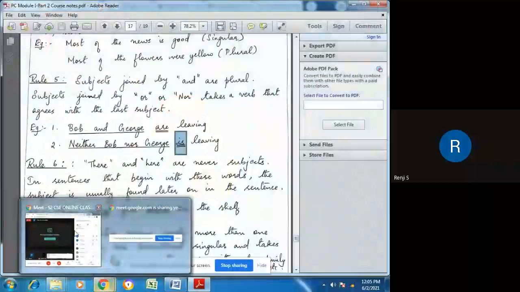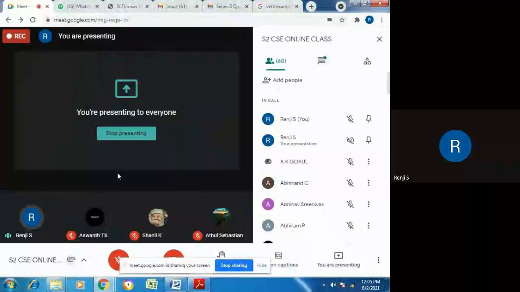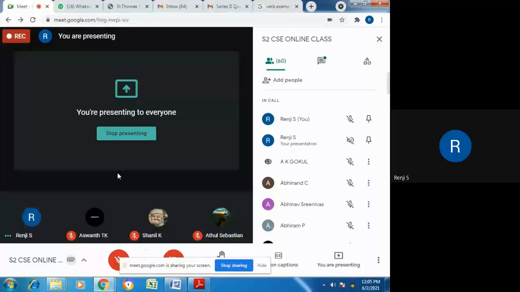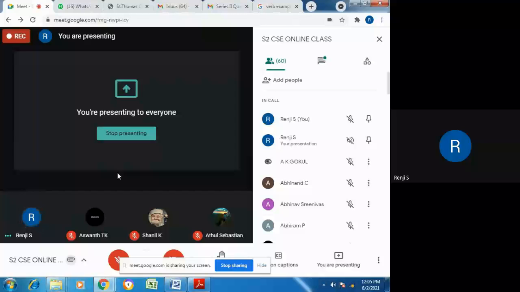Rule 5. Can anyone say what is rule 5? Are you getting confused with that? If two subjects are joined by and, then the verb is singular or plural? If two subjects are joined by and, plural. Very good. Because there are more than one person and we can easily identify it by using and. If two subjects are joined by and, then the verb is plural. There are more than one person. Then, if the subjects are joined by or, nor, then what should you do?